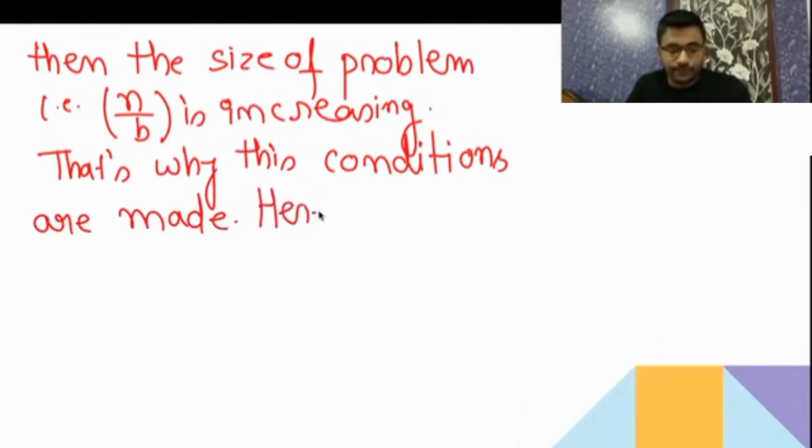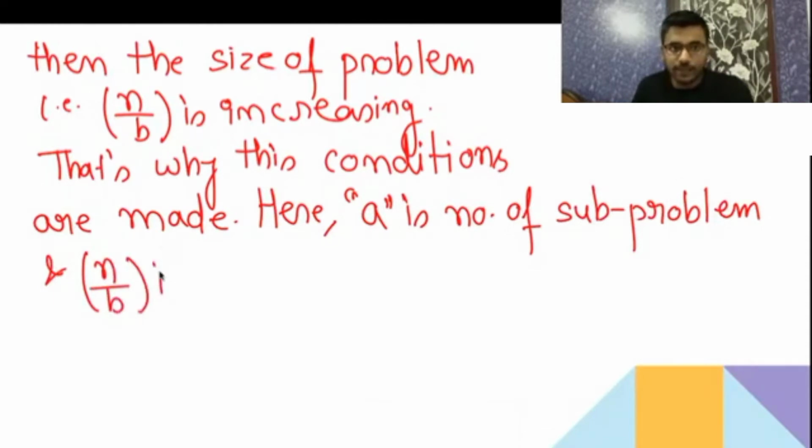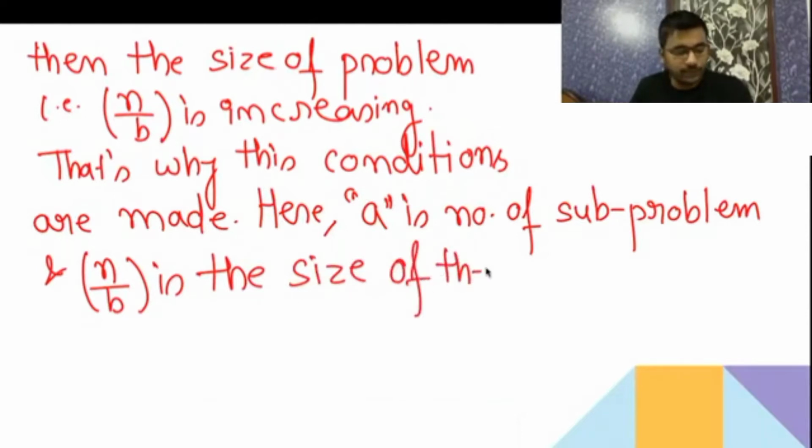Here a is the number of subproblems, and n by b is the size of the problem.